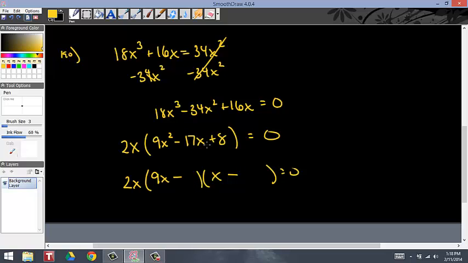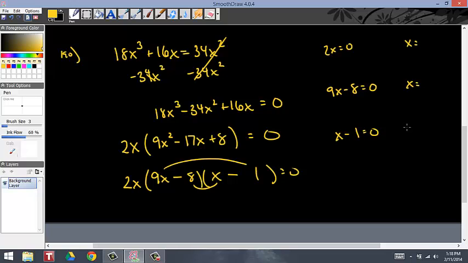Ayush? 4 here and 2 here. 18, 4. Nope. 8 and 1 in that order. 9, 8. 9 plus 8 is 17, and they're both negative, so it's negative 17. We're good? Good. Okay. From here, 2x equals 0, 9x minus 8 equals 0, x minus 1 equals 0.